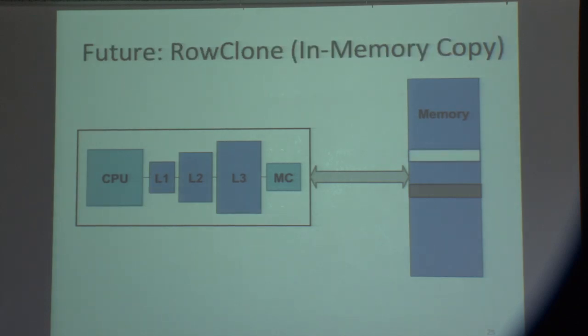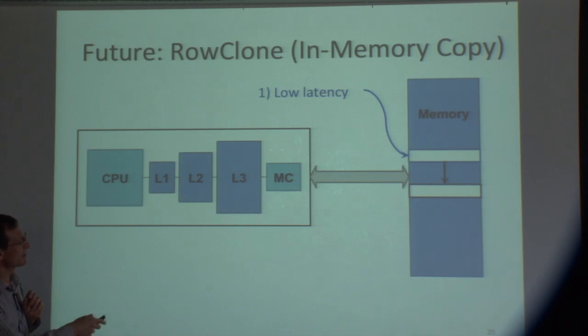And the idea is RowClone. This is Vivek Seshadri's work. You can talk to him, actually. He's down the hall. The idea is, wouldn't it be nice if we could actually say to the memory or DRAM, copy this page to this destination page? And the DRAM just does that. It's beautiful, right?